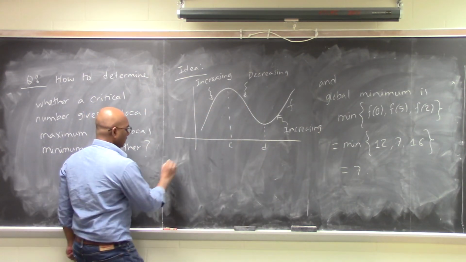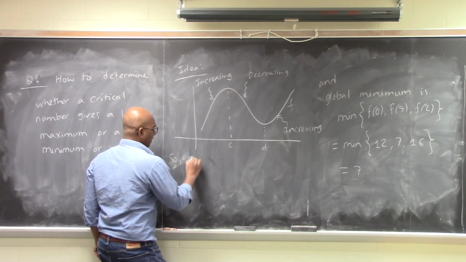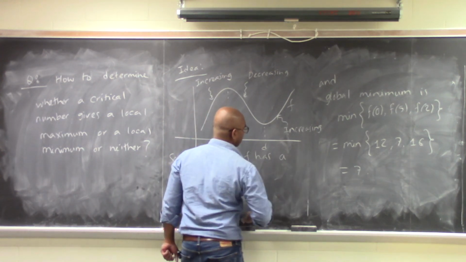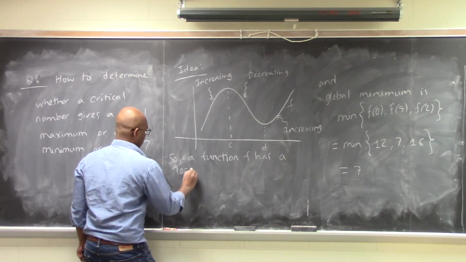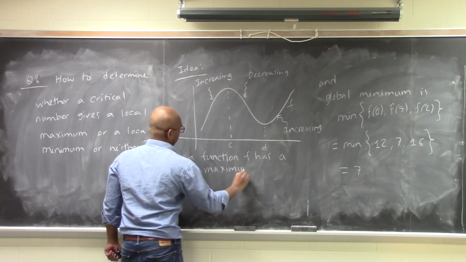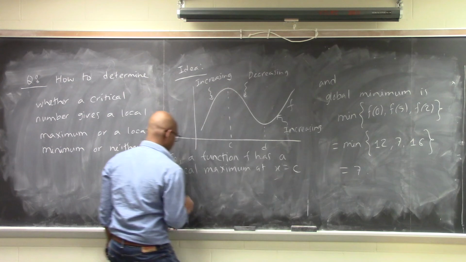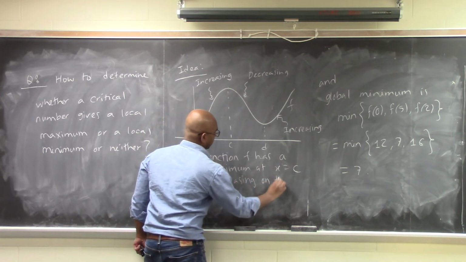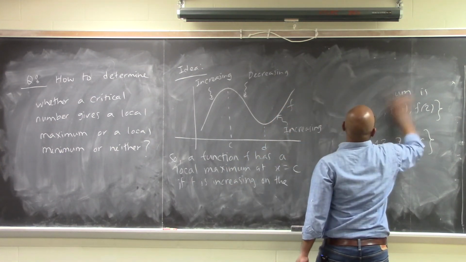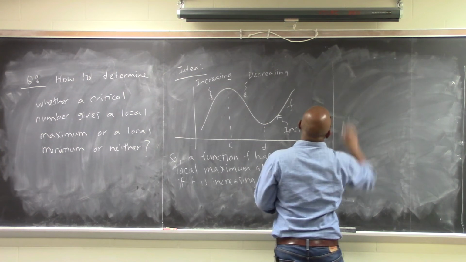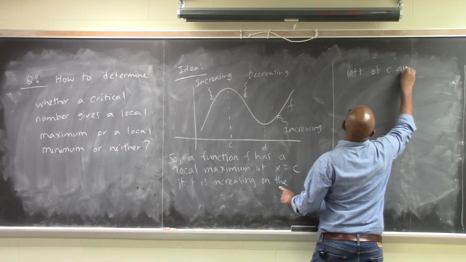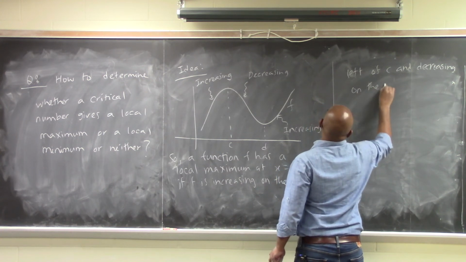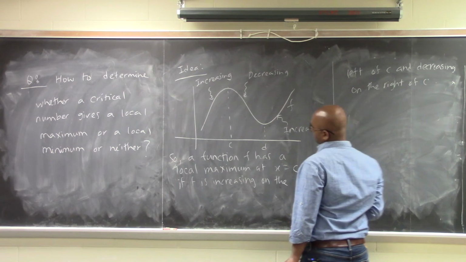Okay. So, this is the summary. A function f has a local maximum at x equals c if f is increasing on the left of c and decreasing on the right of c, right?